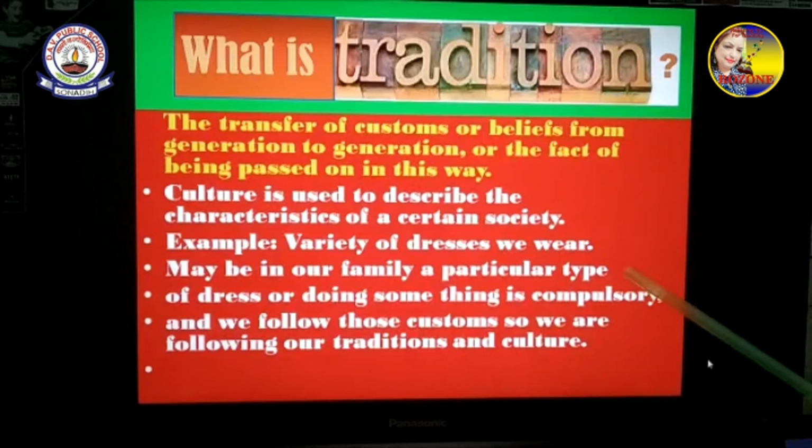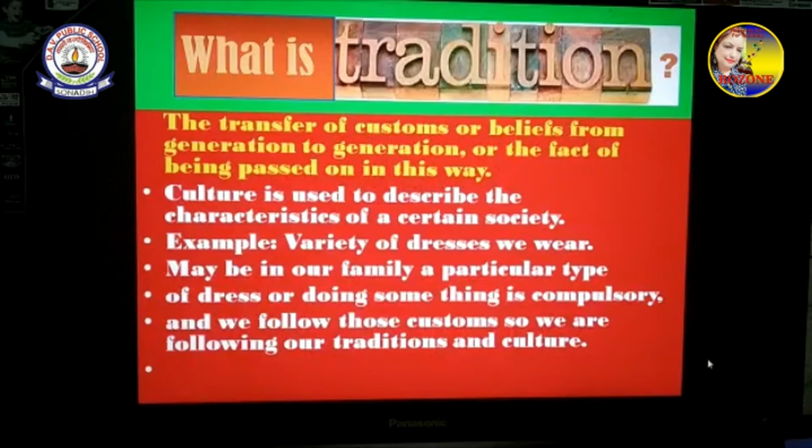So the variety of dresses we wear depends on the tradition. Maybe in our family a particular type of dress or doing something is compulsory. If it is compulsory by our grandparents, they have said, no, you have to do this. You cannot wear other types of dresses which are very modern. Sometimes some family members are not allowing. No, that is the tradition from the beginning, or for some particular puja, you have to wear a dhoti and do the puja. That is compulsory for you, because that is the tradition, right?